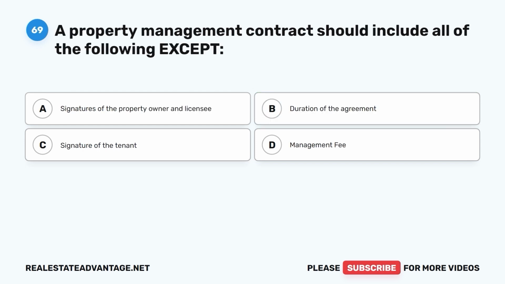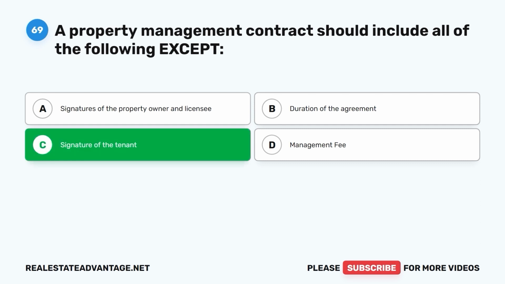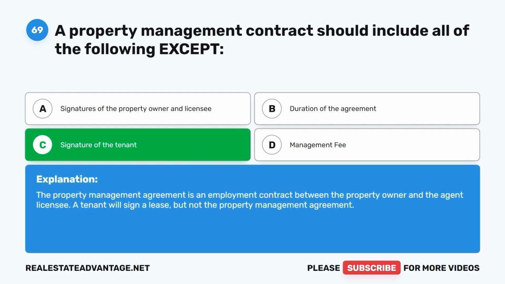Question 69. A property management contract should include all of the following except A. Signatures of the property owner and licensee. B. Duration of the agreement. C. Signature of the tenant. D. Management fee. The correct answer is C. Signature of the tenant. The property management agreement is an employment contract between the property owner and the agent licensee. A tenant will sign a lease, but not the property management agreement.